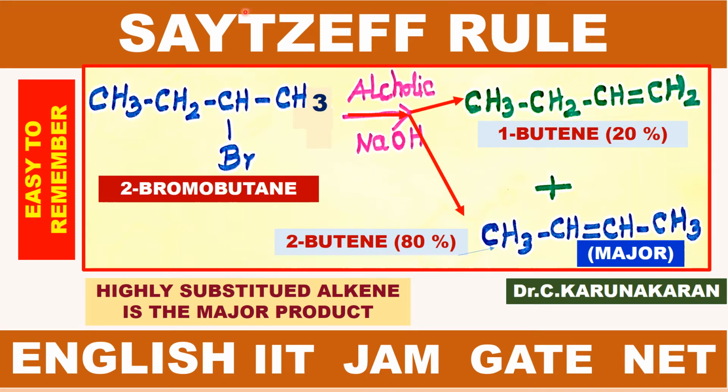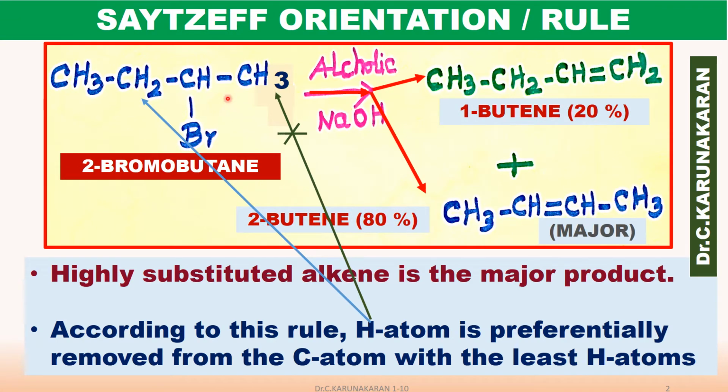There are two important rules or orientations: Zaitsev's rule and another one is Hofmann rule. They are just opposite. In Zaitsev's rule, in this reaction, the highly substituted alkene is formed as the major product, whereas in Hofmann orientation, the Hofmann rule, the least substituted alkene is formed as the major product. Let us study further in detail. In this, we will study Zaitsev's rule with an example.